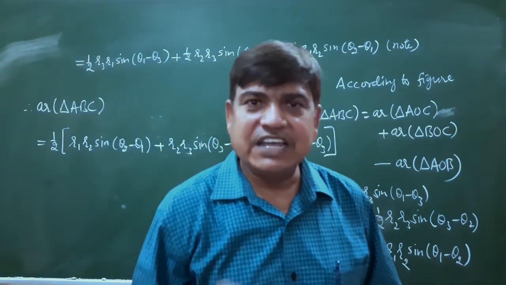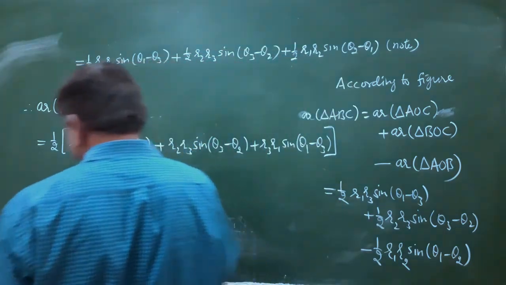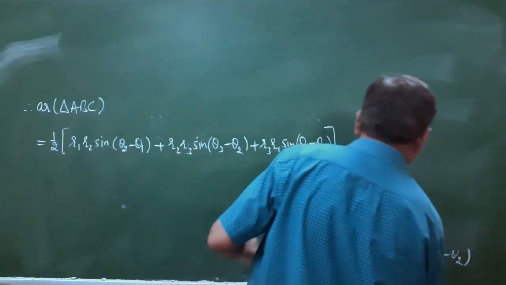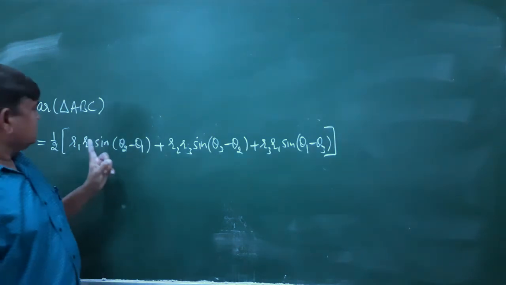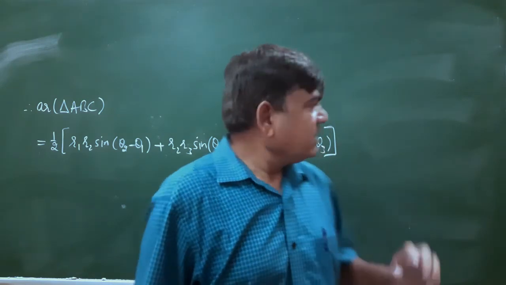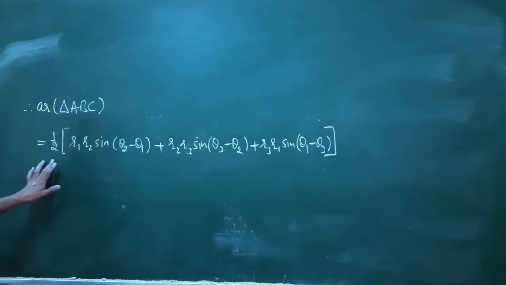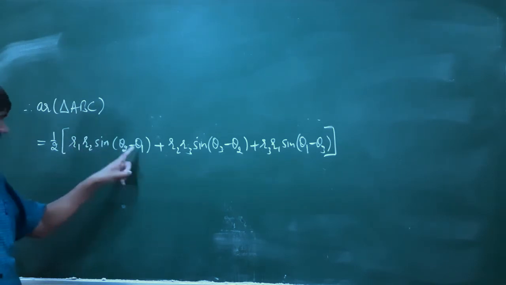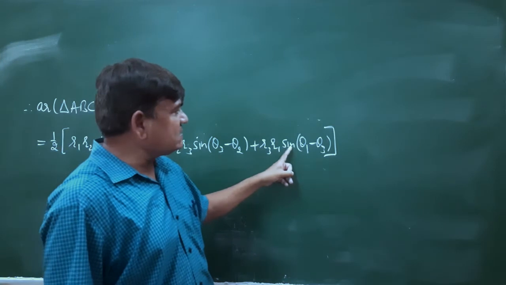So this way, we can derive the area of a triangle when vertices are given in polar coordinates. This is the formula, you have to remember this. Vertices R1 comma theta 1, R2 comma theta 2, R3 comma theta 3, just as in Cartesian we have x1 y1, x2 y2 and x3 y3. The formula is 1/2 R1 R2 times sin of the angle difference, written reversed so you remember: R1 R2 sin theta 2 minus theta 1, plus in cyclic order R2 R3 sin theta 3 minus theta 2, then plus R3 R1 sin theta 1 minus theta 3.